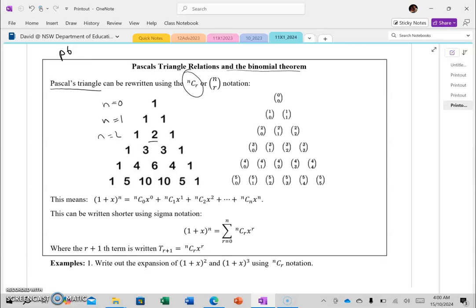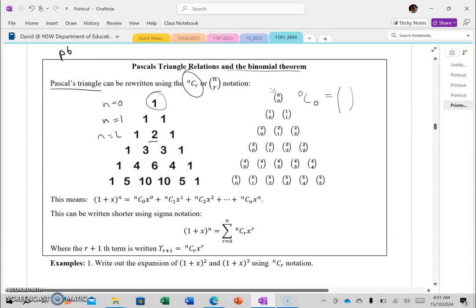Okay, now, really important, n equals 0 represents the first row, n equals 1 the second row, and so forth. So this top number here, this 1 here, is the same as 0C0. And remember, another way of writing combinations, rather than using the C, is sometimes you use brackets and put the n number on the top and the r number down the bottom. Okay, that's what this represents here.